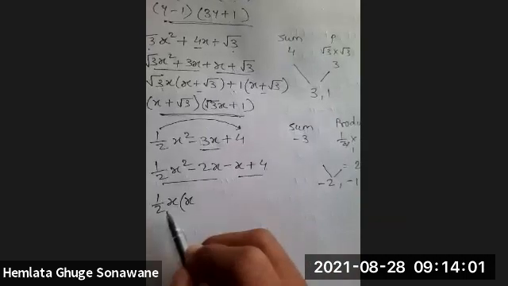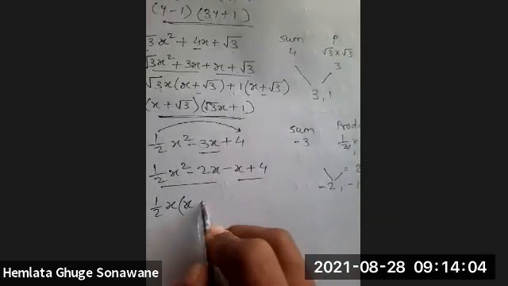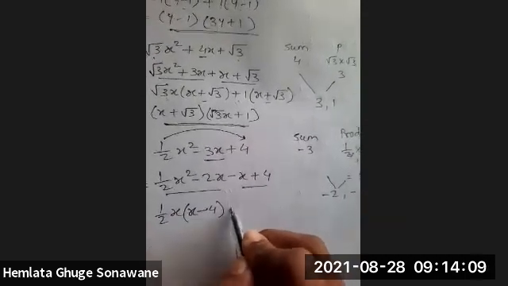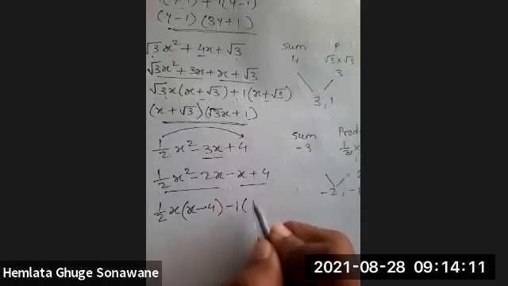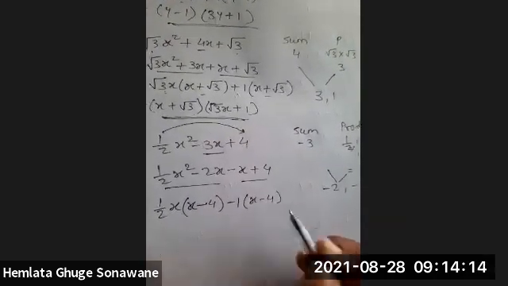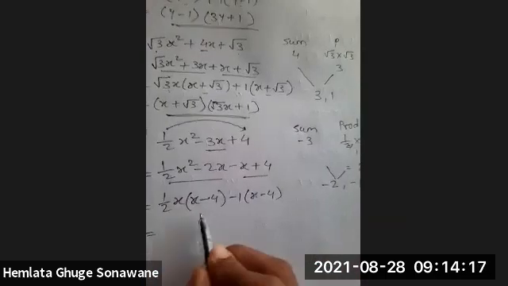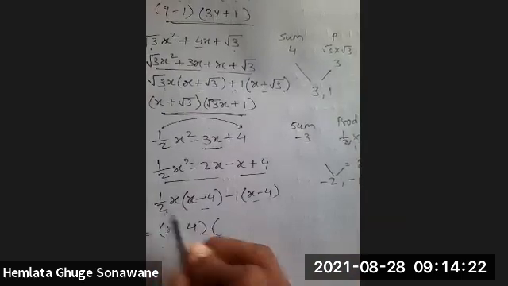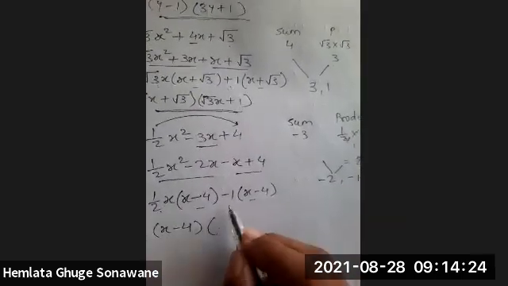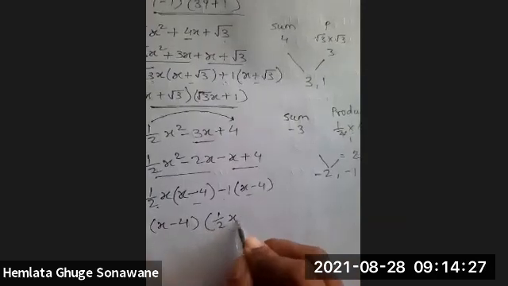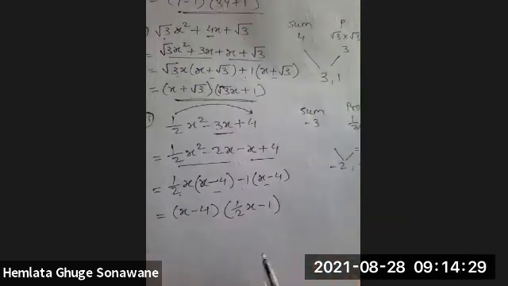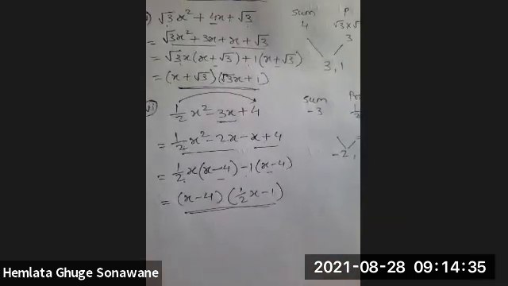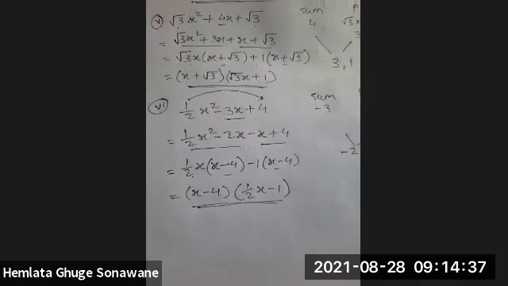Okay, so that half is here. So we'll write here 4, that is minus 4. Here minus 1, then x minus 4. Now we'll write this bracket x minus 4, half x into half x minus 1. Okay, so these are the factors of the given polynomial. Let's go through this.